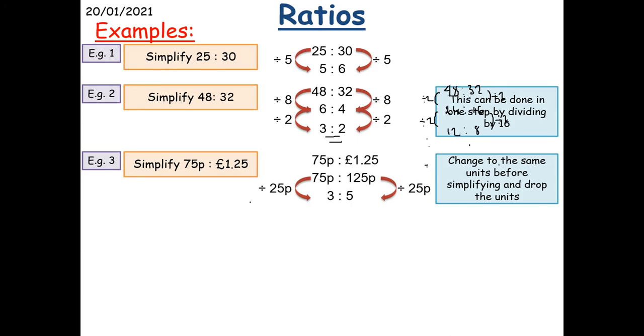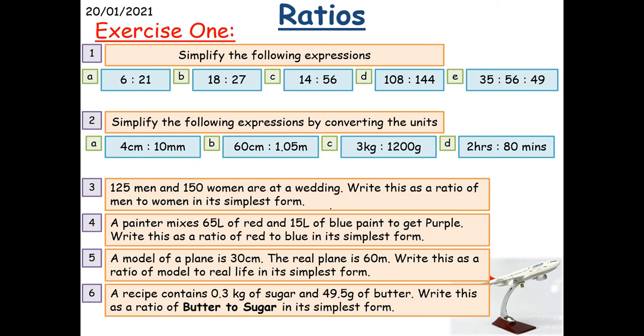Okay, or what you could do is split it up. They both end in the number 5. You can divide both sides by 5 and then keep going until you end up with an answer in its simplest form where you can't divide it any further. I'll pause this video and have a go at these questions. So simplifying them, remember, finding the highest common factor in your numbers, dividing it and getting it in its simplest form.